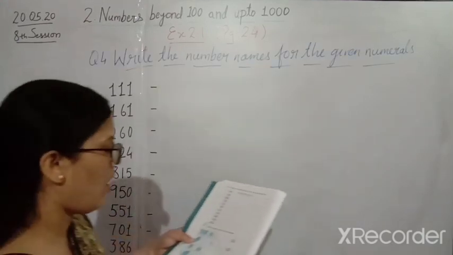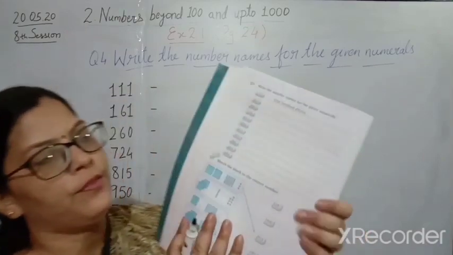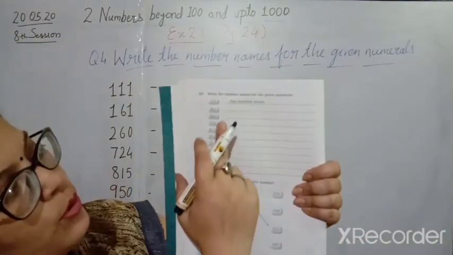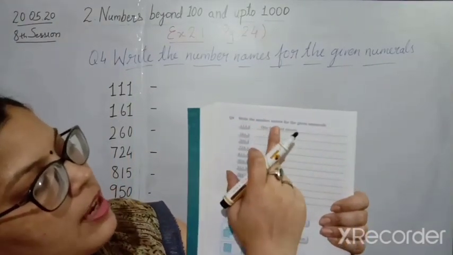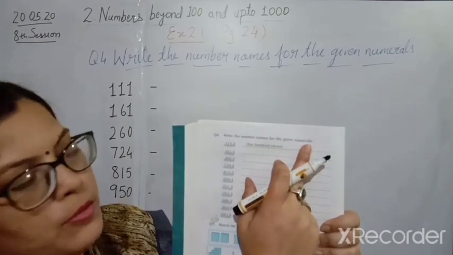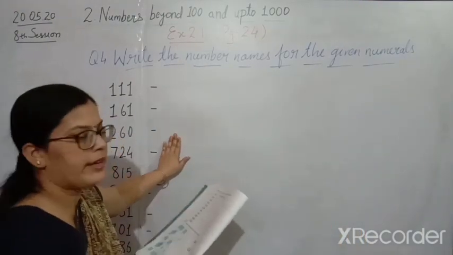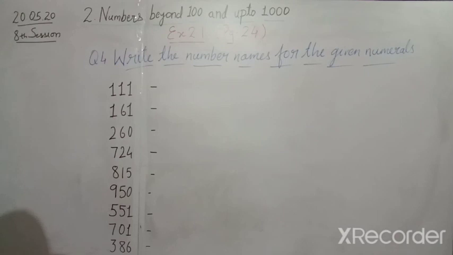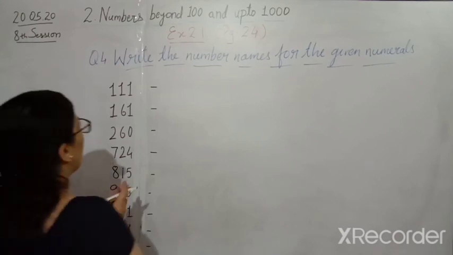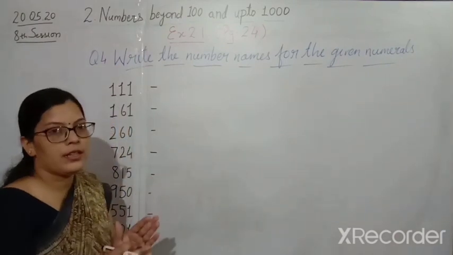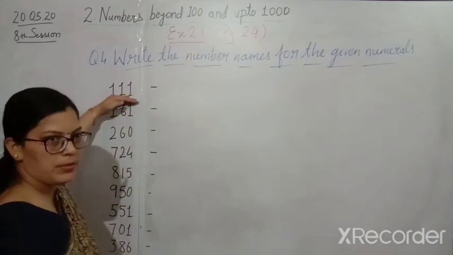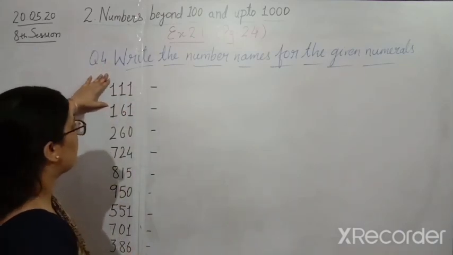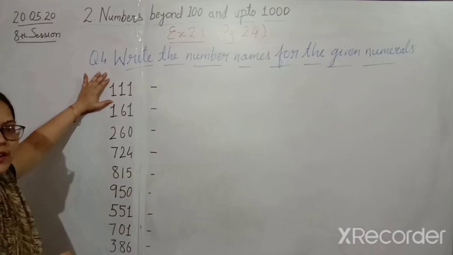Now come to page number 24. Page number 24, the fourth question is given: write the number names for the given numerals. I have written the same on the board. So pay attention now. How to write the number names of 3-digit numbers. In the last session I taught you how to write the number name.